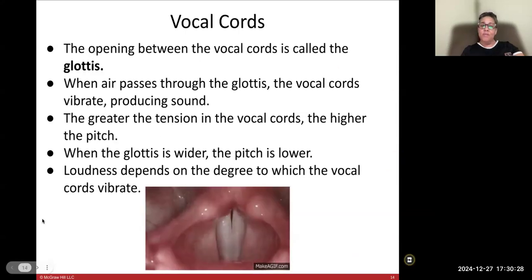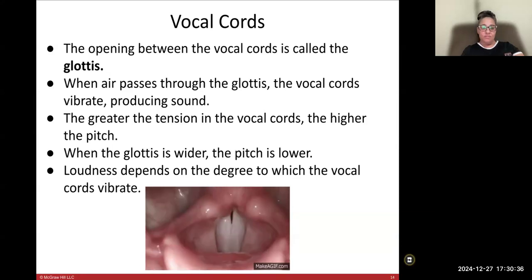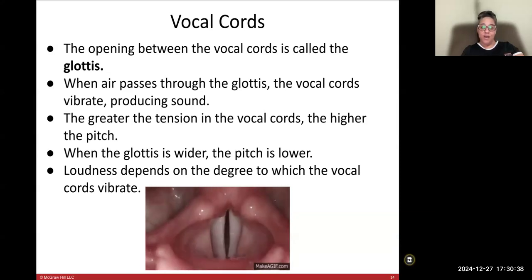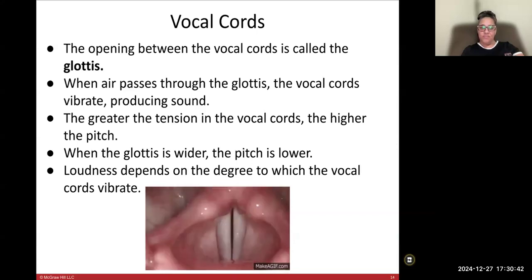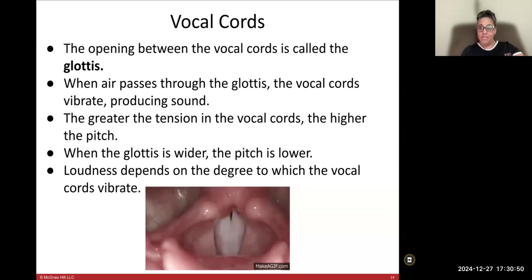The opening between the vocal cords is called the glottis. When air passes through the glottis, the vocal cords vibrate and produce a sound. The greater the tension in the vocal cords, the higher the pitch. When the glottis is wider, the pitch is lower. The loudness depends on the degree to which the vocal cords vibrate. And that is a picture of somebody's vocal cords making noise inside their body.